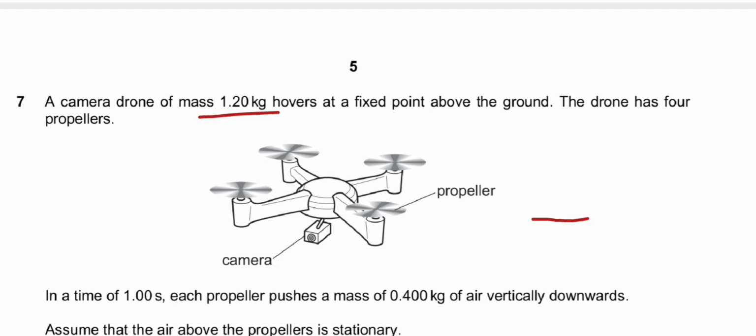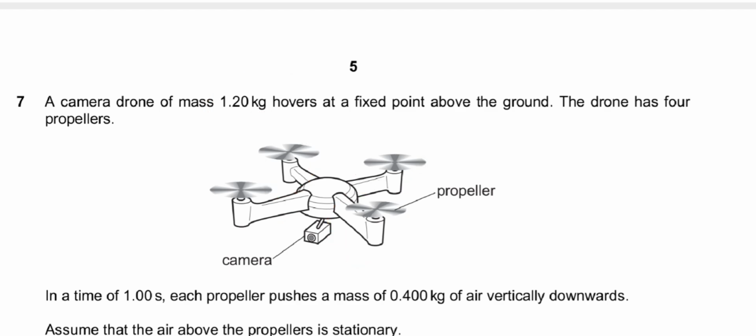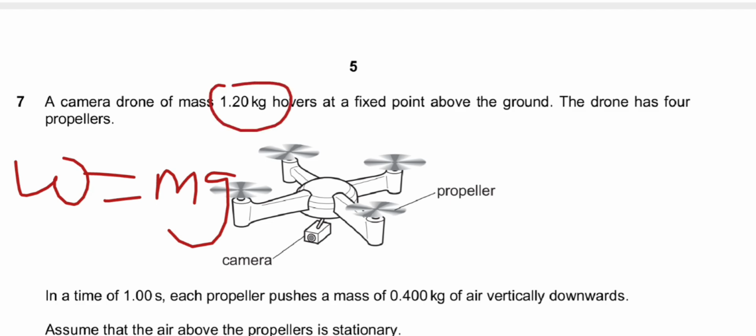So I can assume that each propeller is taking a certain portion of this whole mass, or a certain portion of this whole weight, and we know that weight is equal to the mass times g. So if I multiply this mass times the gravitational acceleration, which is 9.81, I'll be able to get the total weight of this whole object.